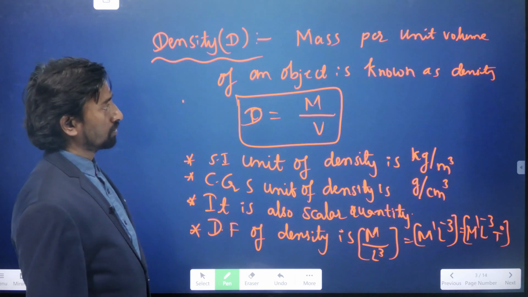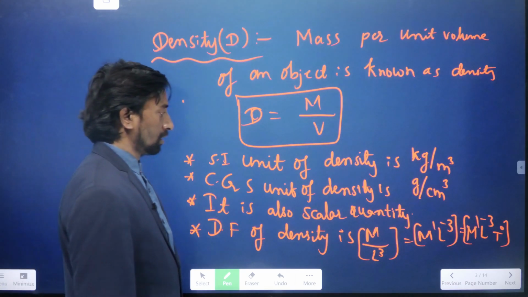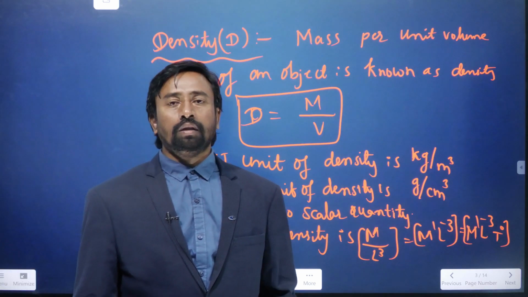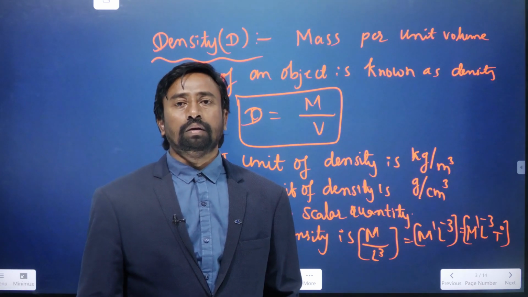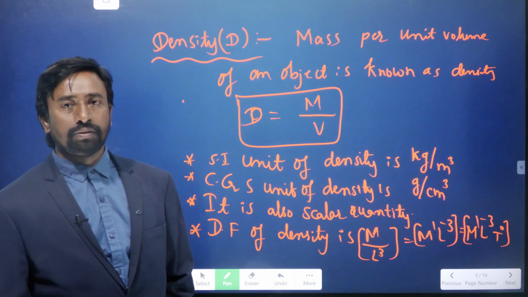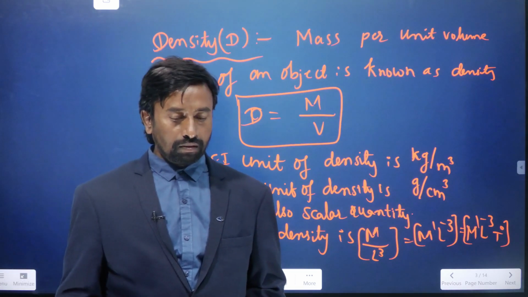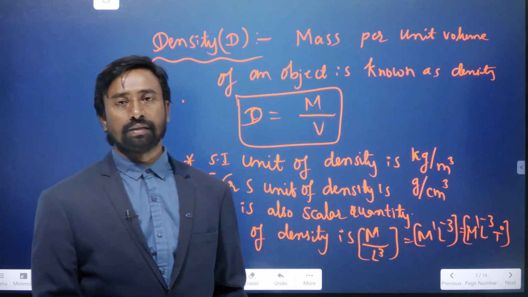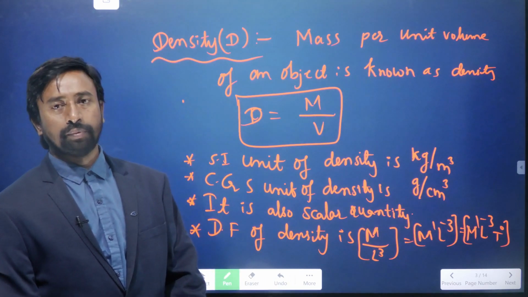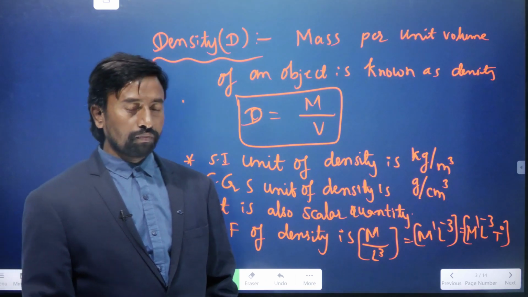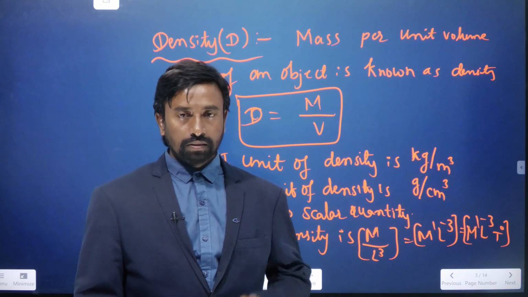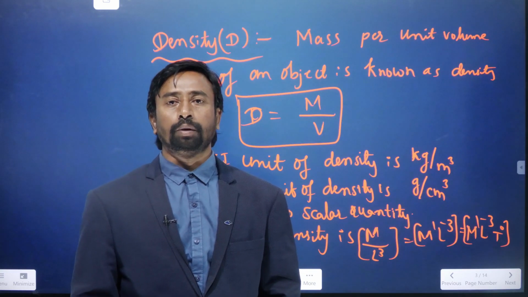So fluid mechanics is classified into two types: fluid statics and fluid dynamics. Fluid statics is the branch of physics which deals with fluids which are at rest. And fluid dynamics is the branch of physics which deals with fluids which are in motion. These are the two classifications in fluid mechanics.